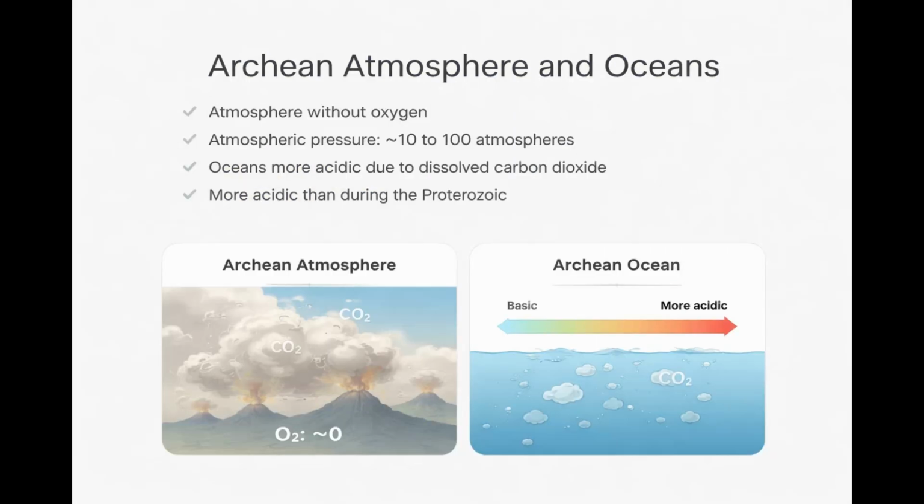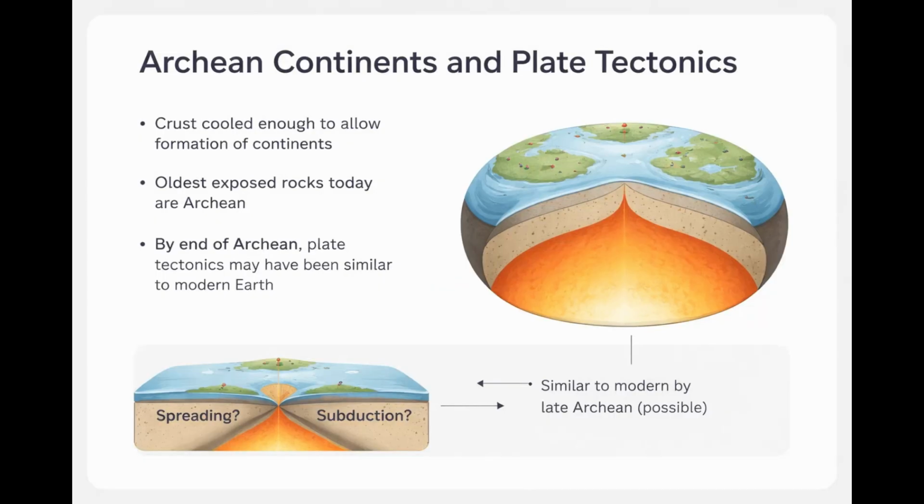The Archean environment was very different from today's. The atmosphere lacked oxygen, and the source notes atmospheric pressure could have been around 10 to 100 atmospheres, far higher than modern sea level pressure. The oceans were also more acidic, largely because carbon dioxide dissolved into seawater. And the comparison is important. The Archean oceans were more acidic than they would be later in the Proterozoic.